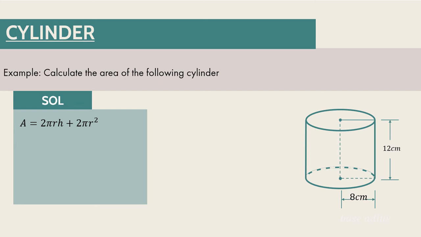Again, the formula is 2 pi r h plus 2 pi r squared. And now we substitute the numbers into the formula to get 2 pi times 8 times 12 plus 2 pi times 8 squared. And after reducing it, we have 330 pi. And if you want to convert it into a normal decimal number, then we will have 1005.3 square centimeters. And that is the answer for the surface area of this cylinder.